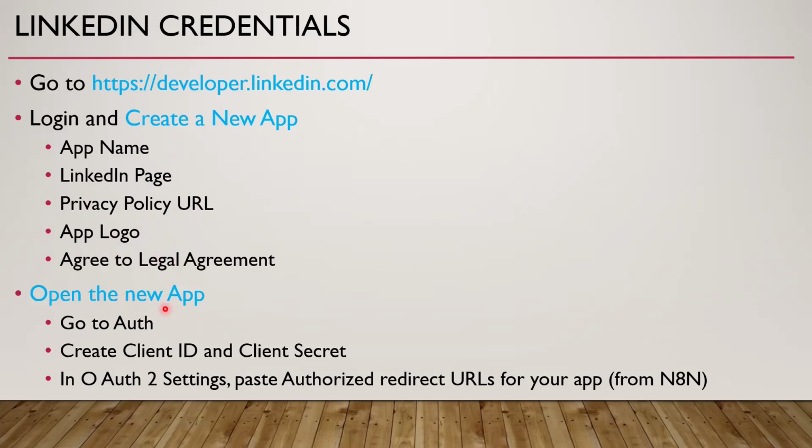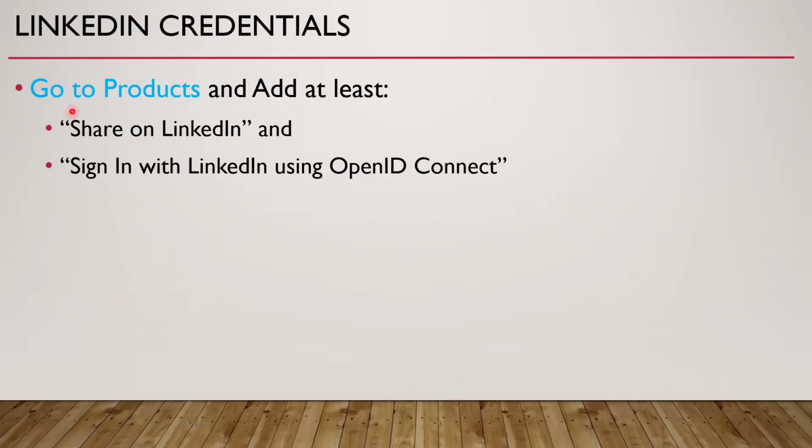Then we can open the newly created app and we can have the client ID and client secret from the auth option. And in OAuth 2 settings, we need to paste the redirect URL which we get from N8N. We need to have these two products in our application. First one is share on LinkedIn, and the second is sign in with LinkedIn using OpenID Connect.